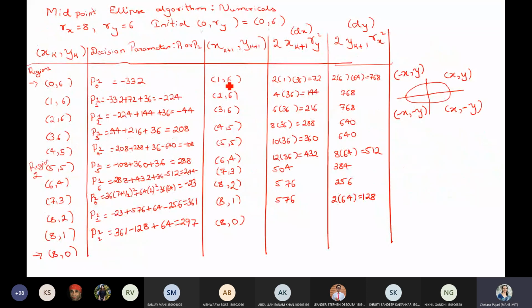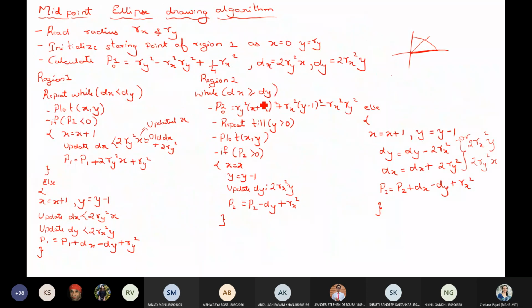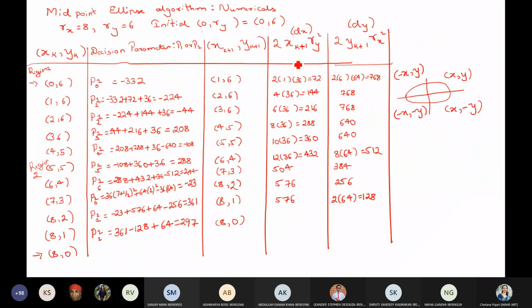So we'll increment X, which gives 1 comma 6, and you need to update your dx value. We update our dx value, that is 2 into 1 into 36, and here we are updating dy as well, right? 2 into 6 into 64.